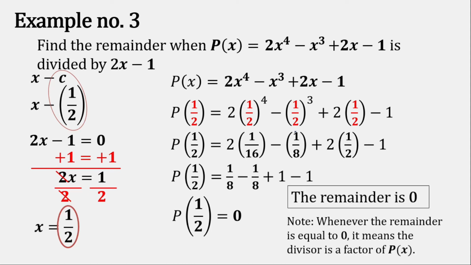Note, whenever the remainder is equal to 0, it means that the divisor is a factor of p of x. So if it is 0, meaning this one is a factor. Now let's proceed to example number 4.